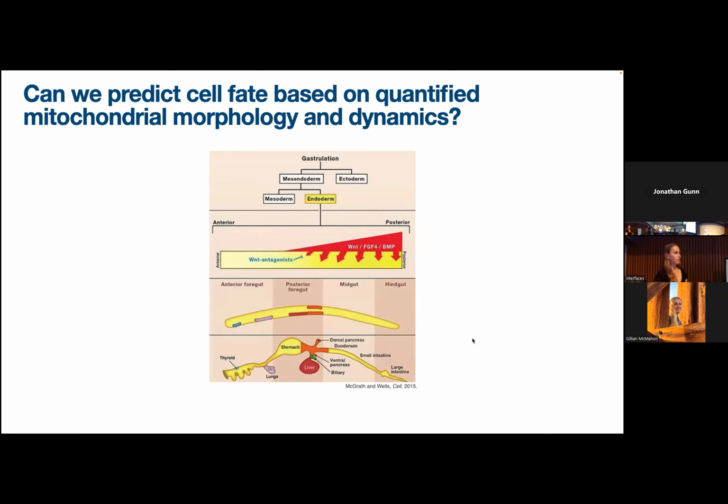differentiation pathway and the role of mitochondria in this differentiation. So I wanted to know if we can actually predict what the cell fate is, predict what's going on inside the cell in relation to development based on the mitochondria.